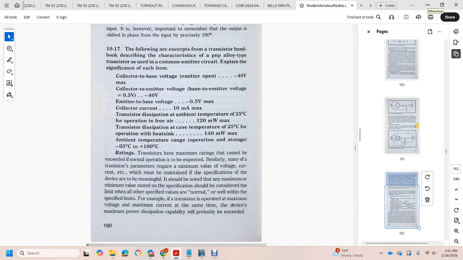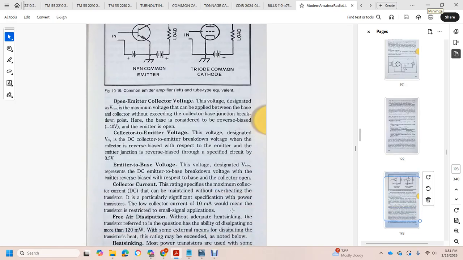Ratings are the maximum values that cannot be exceeded in normal operation. Transistor parameters have a minimum value of voltage or current which may be maintained within the specification of the device. It should be noted that the maximum and minimum values stay within the specification and should be considered with the limits of the other specified values. For example, if the transistor is operated at maximum volts and maximum current at the same time, the device's maximum power dissipation capability will probably be exceeded.